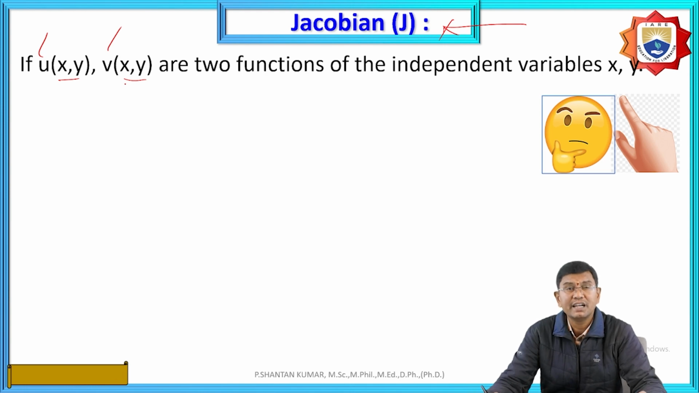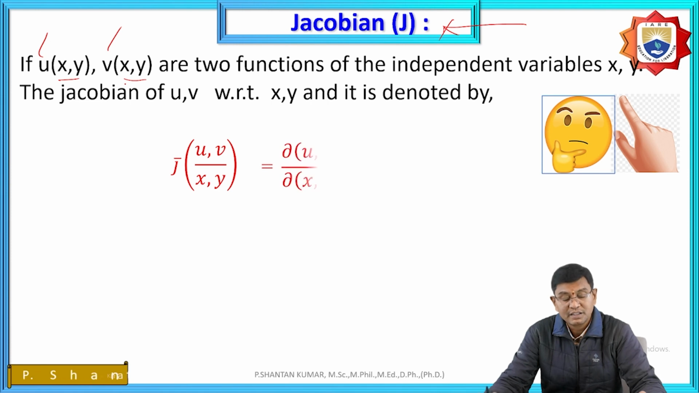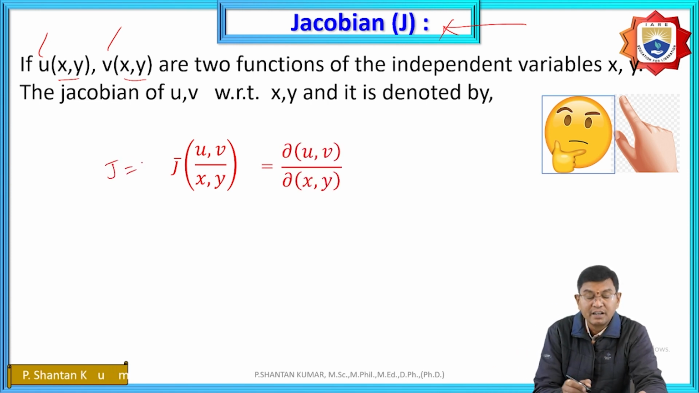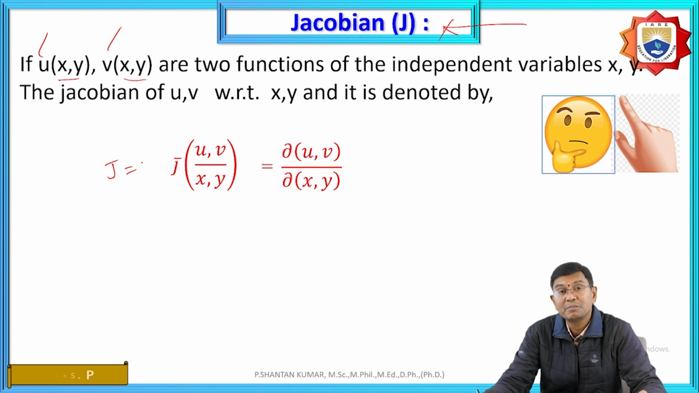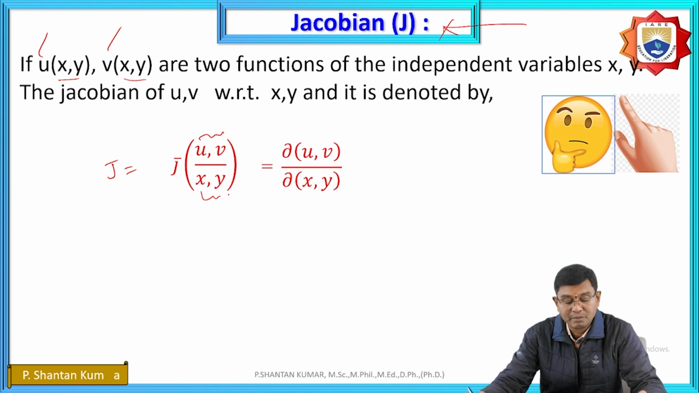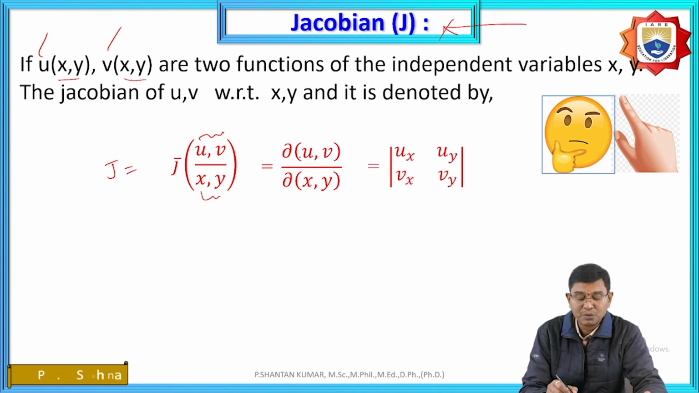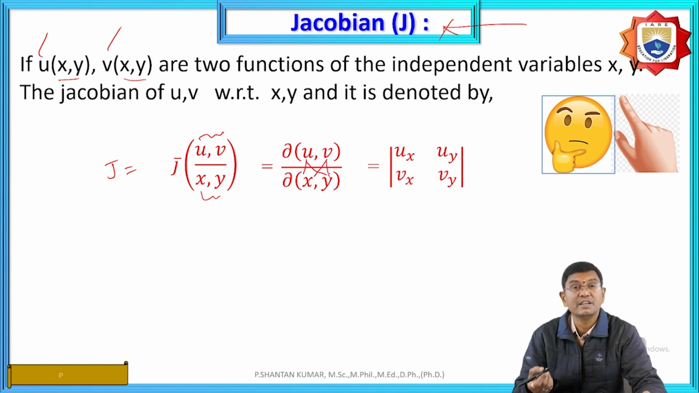And with the help of this, it is denoted as the Jacobian of u, v with respect to x, y, and is denoted by the symbol J. J is sometimes written simply as J of u, v by x, y, because these are the dependent variables and these are the independent variables. That means, using partial derivatives, it is ∂(u,v)/∂(x,y), which is equal to the determinant with entries u_x, u_y, v_x, v_y.